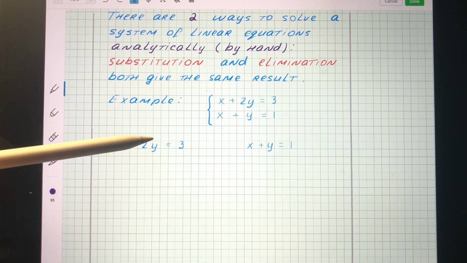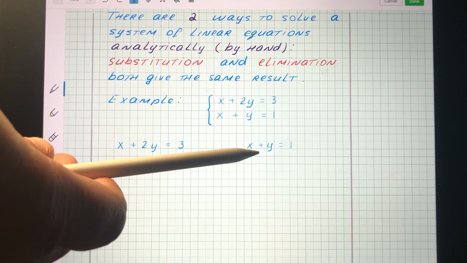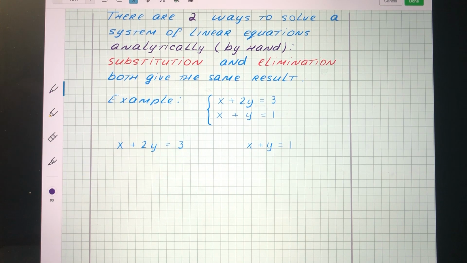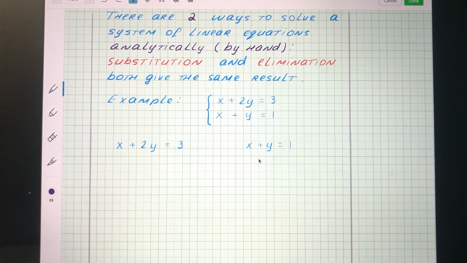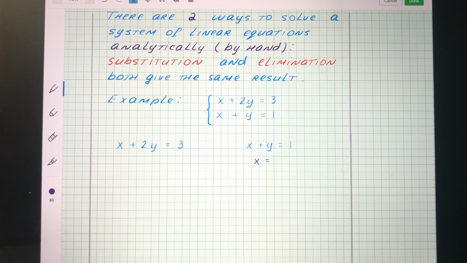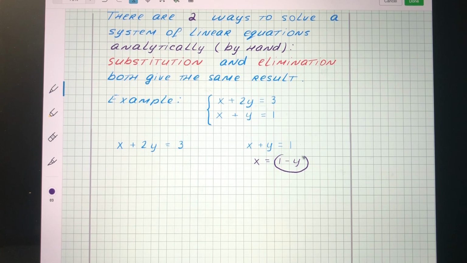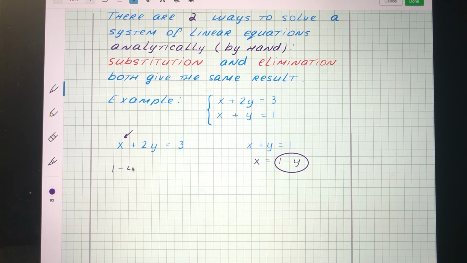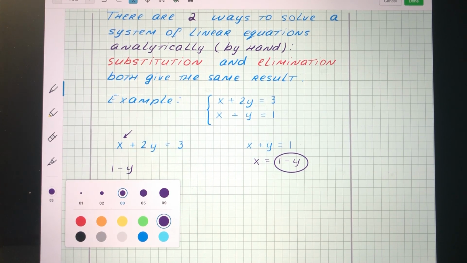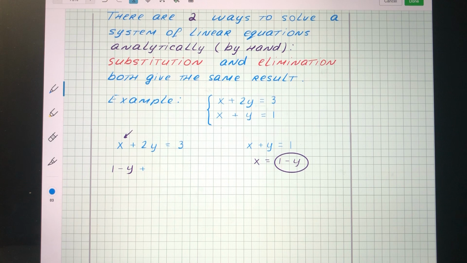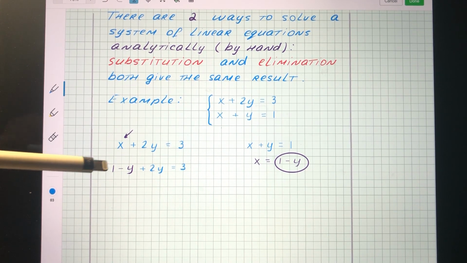So let's solve the second equation for the x. All we need to do is minus y from both sides. So minusing y from both sides, we get x equals 1 minus y. Now we can substitute that answer for the x in our first equation. That makes 1 minus y plus 2y equals 3.